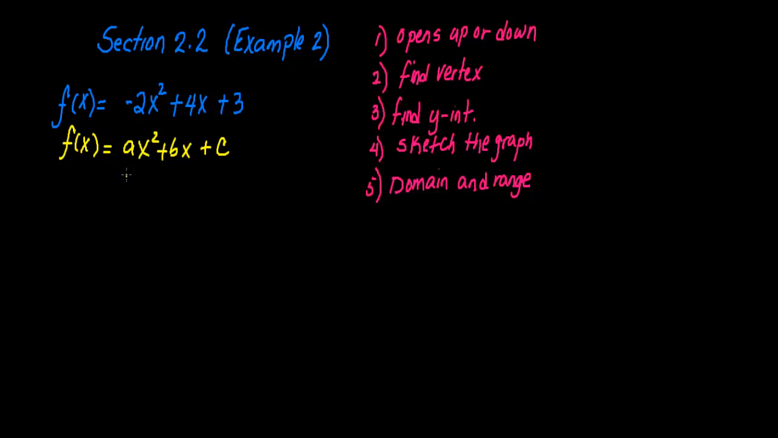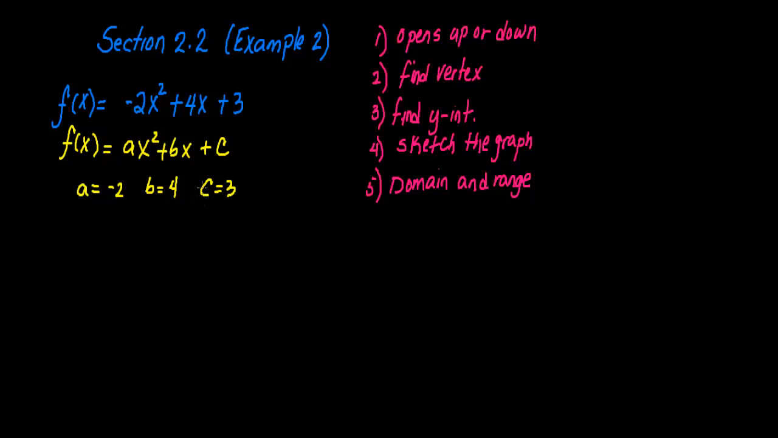Notice that the letter a represents the number that's in front of the x squared term. So in this case in particular, a will be equal to -2. b is the number that is in front of the x term. The coefficient for x in this case is 4. b is 4. And c is the constant term, which is 3.